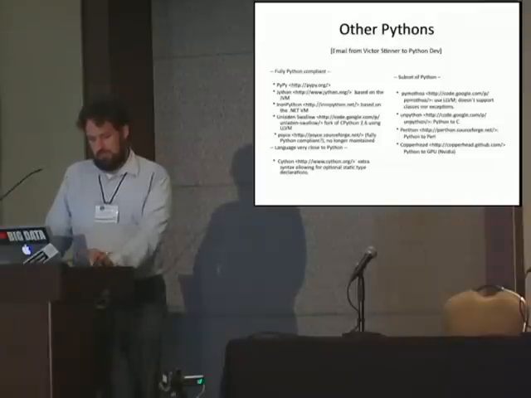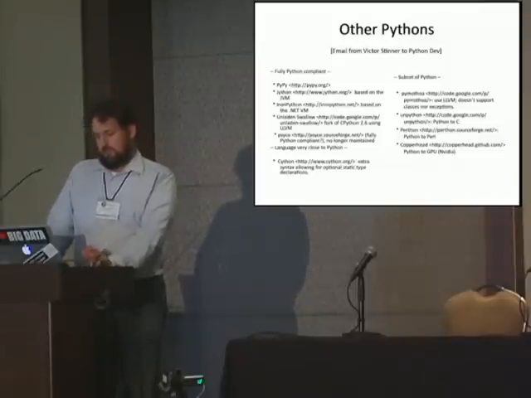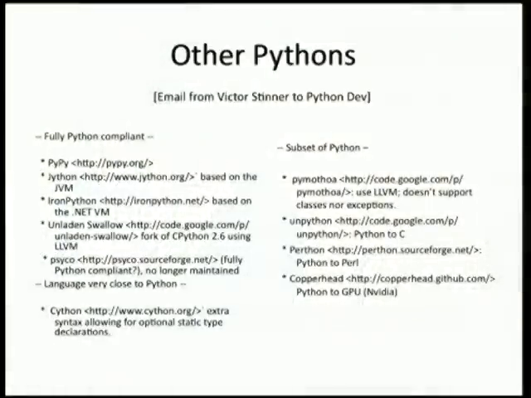So on the PyCon email list, there was an email from Victor Stinner, and he wanted to create a new CPython that was faster. And he had this full list, and this is in response to Guido's "Python's fast enough for me." Well, it's obviously not fast enough for a lot of people.